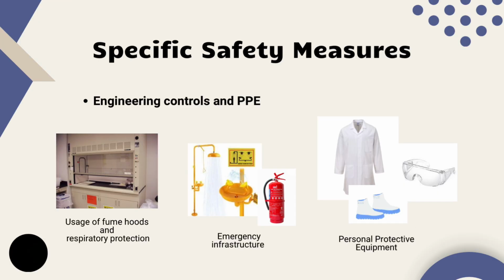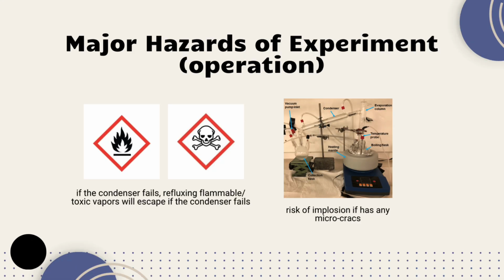Okay, next we move on to specific safety measures. For our safety measures, we are focusing on two main areas. The first one is engineering controls and PPE. The first is fume hoods. We use these to safely ventilate any respiratory hazards. The next one is emergency infrastructure, which includes easy access to a fire extinguisher. The next one is PPE, where everyone must wear a lab coat, safety goggles, and protective boots at all times.